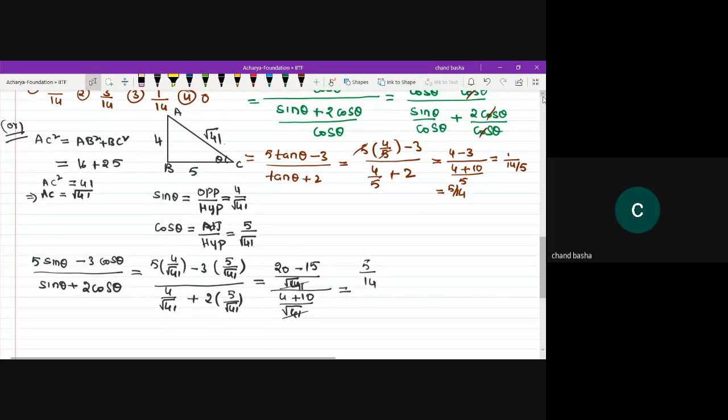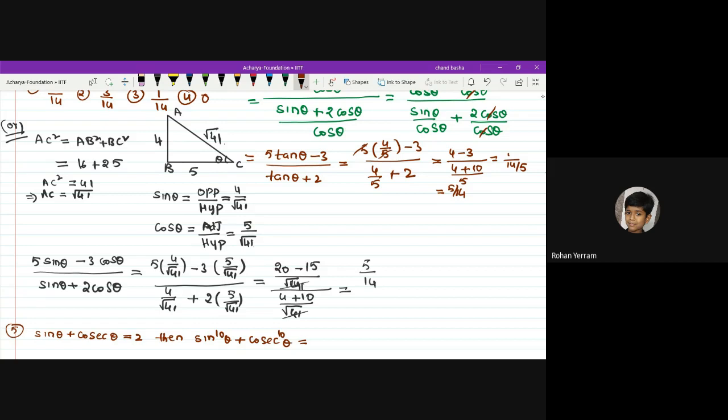Very good. Next, a small question for you guys. This is for your practice. We have completed only 4-5 questions today. I think it is question number 5. He has given sine theta plus cosecant theta is equal to 2. Then find the value of sine power 10 theta plus cosecant power 10 theta.